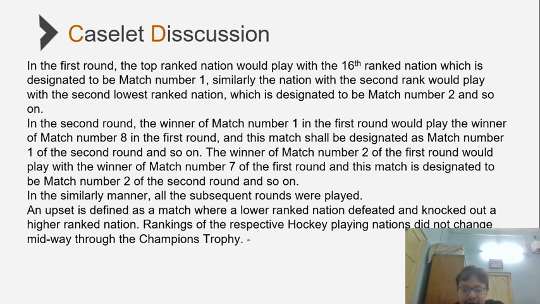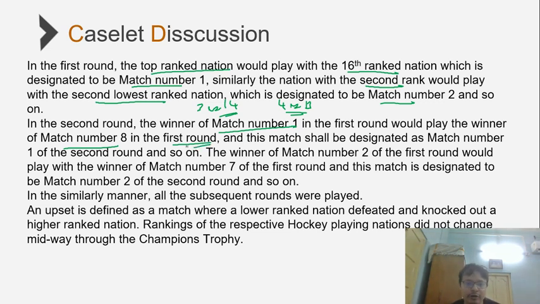So the format of the tournament is as follows. In the first round, rank 1, that is the top ranked nation, will play the 16th ranked nation in what is called match number 1. Similarly, second rank, that is 2, will play 15, the second lowest ranked nation. This is going to be match 2. Then 3 versus 14, 4 versus 13, and so on. Given that there are 16 teams, you will be having 8 matches in the first round, that is match number 1 to match number 8.